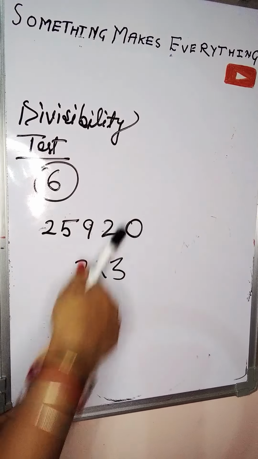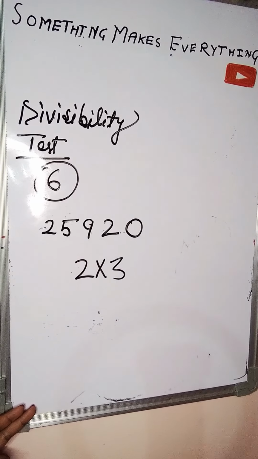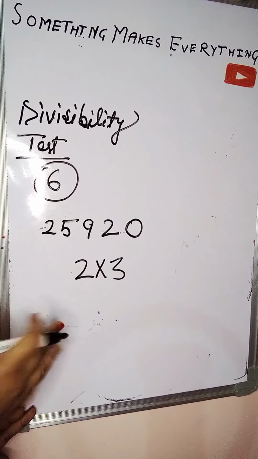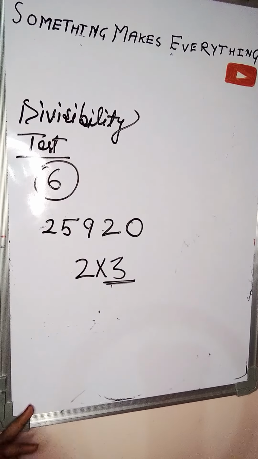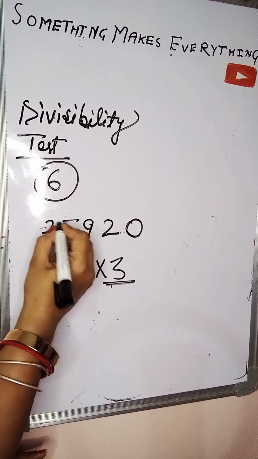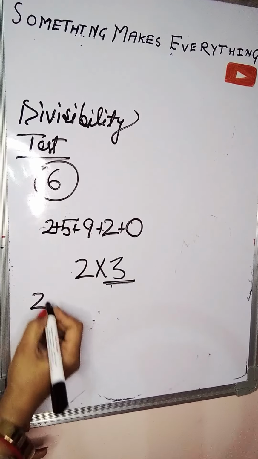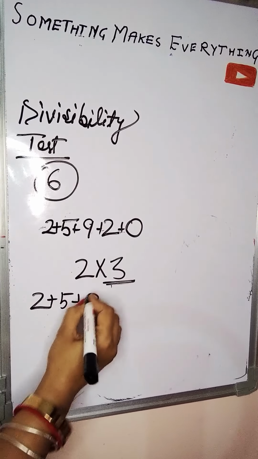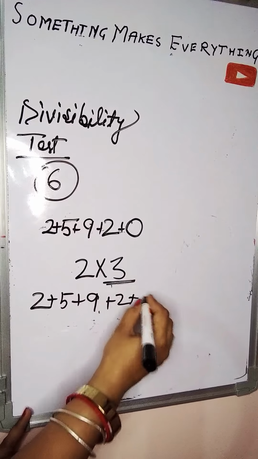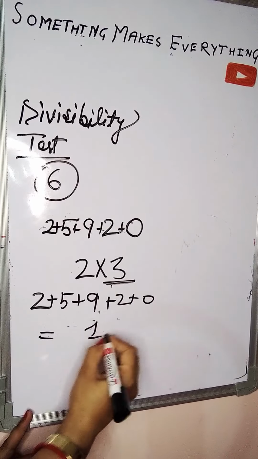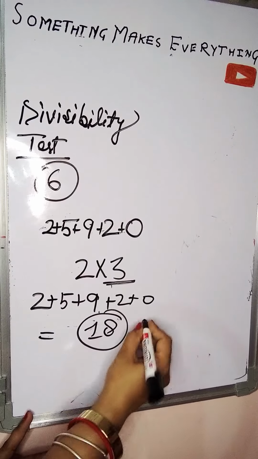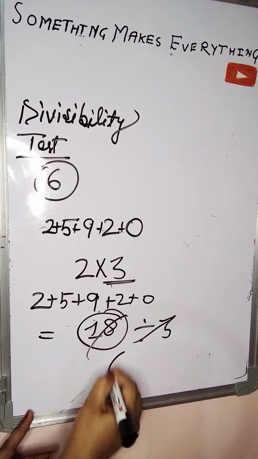The number has to be an even number, so it is already an even number, so it will obviously be divisible by 2. Now for the number 3, the rule that we have is we'll just add the digits here. So as a result, what will come? 18. So this 18 is completely divisible by 3, as we know.